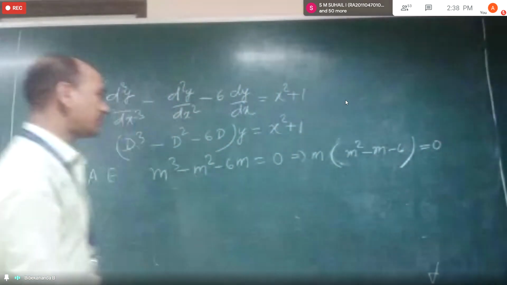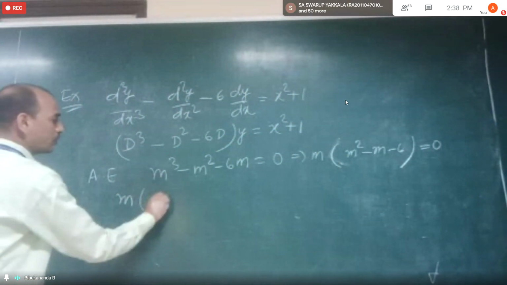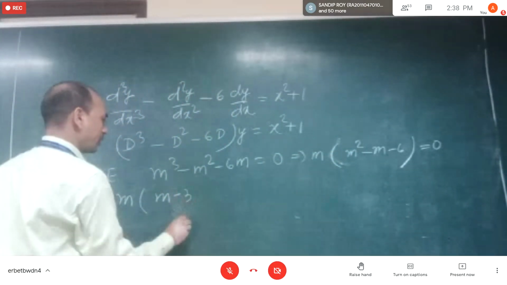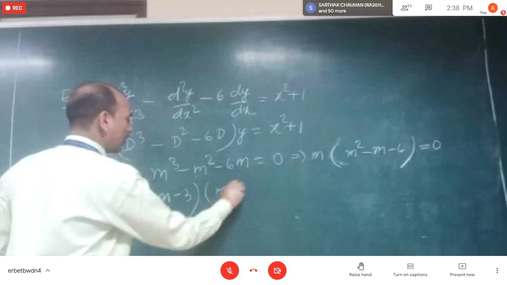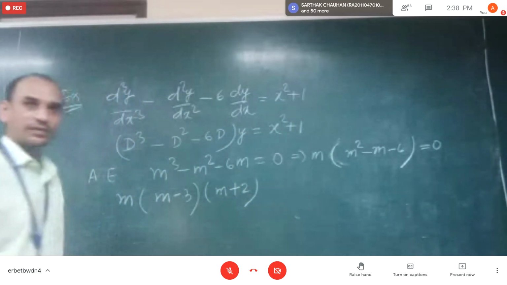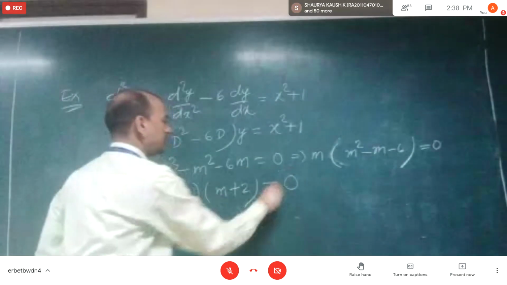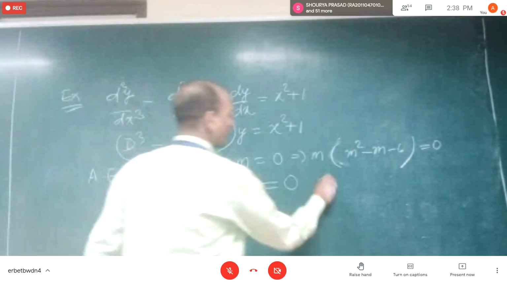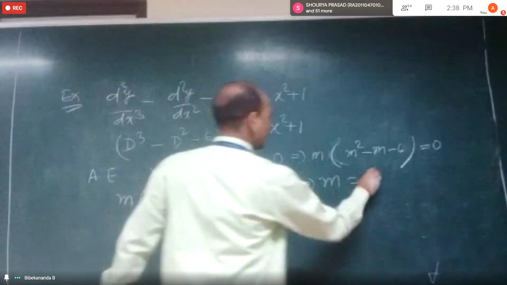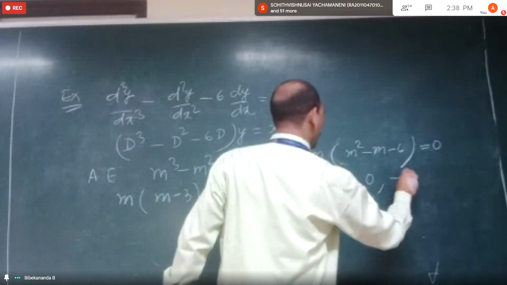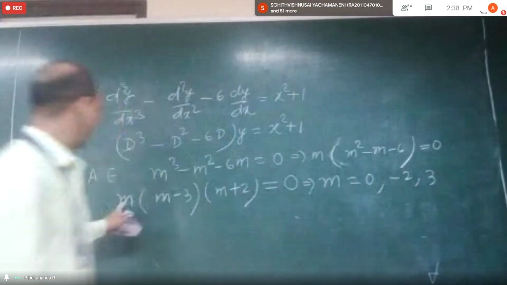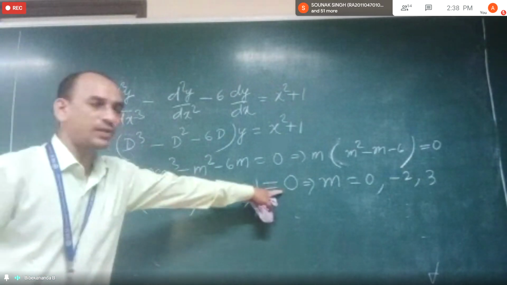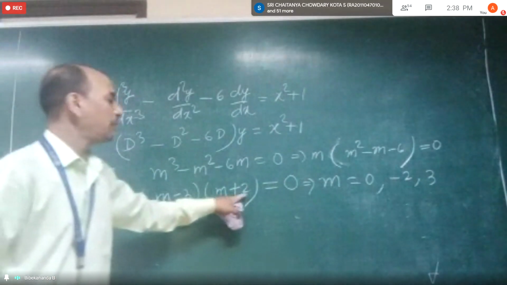So what is the factorization of this one? m into m minus 3 into m plus 2 is equal to 0. So what are the roots then? 0, 3, minus 2. From here, m into m minus 3 into m plus 2: m may be 0, m may be 3, m may be minus 2.